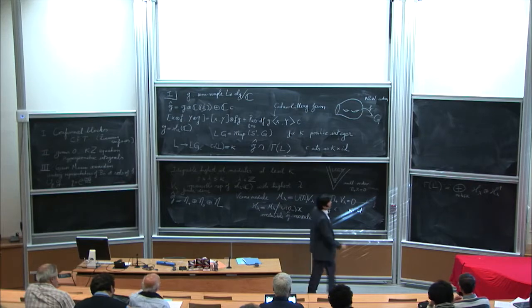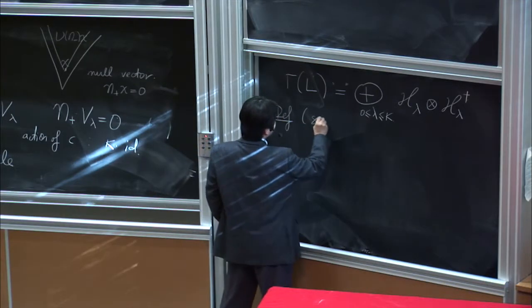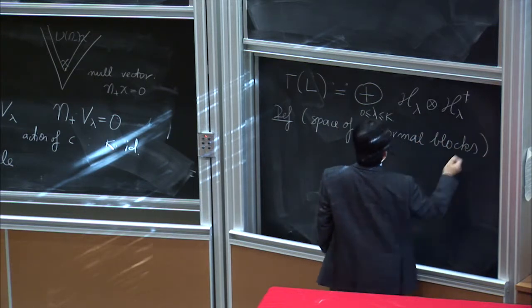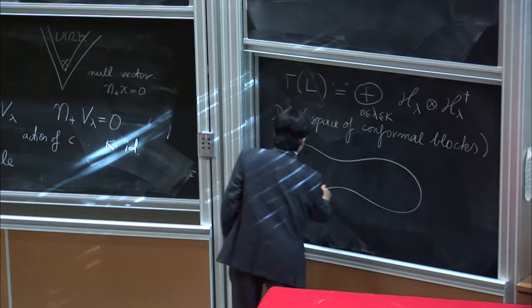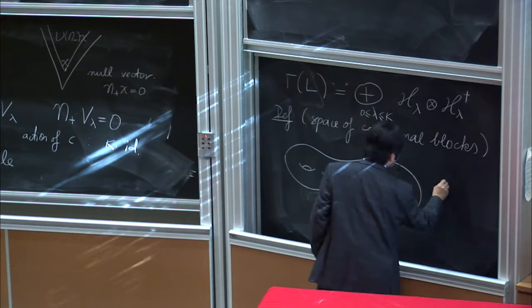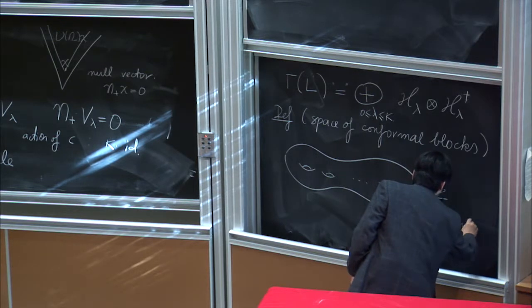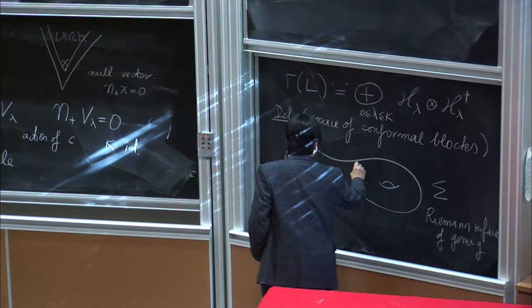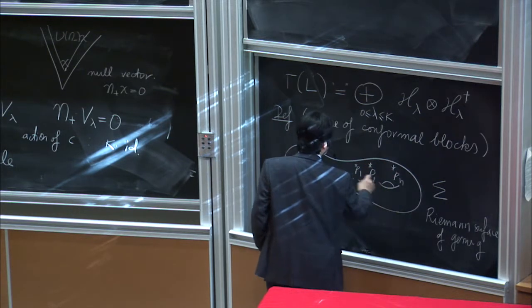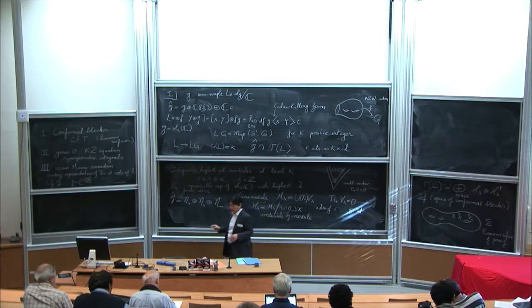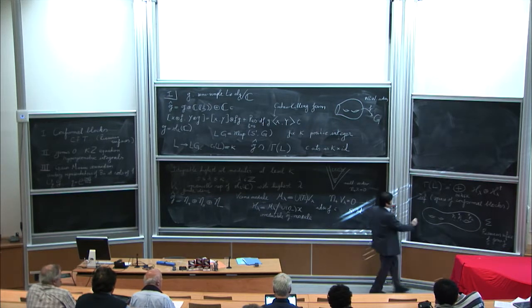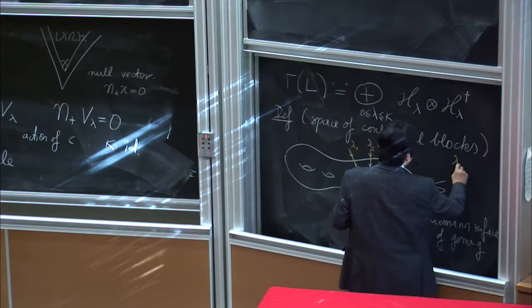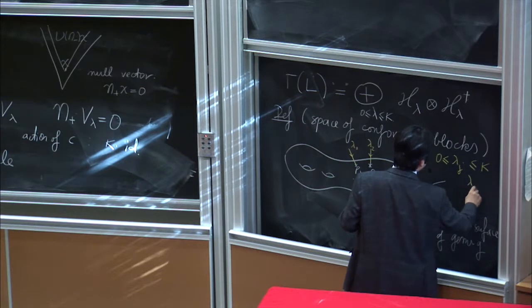So now I'm going to define the space of conformal blocks. This is defined for a Riemann surface with marked points. So here, take sigma, a Riemann surface of genus g with n marked points. And at each marked point, I'm going to associate a highest weight of level k, lambda 1, lambda 2, to lambda n, where these are highest weights of level k, so they are integers.